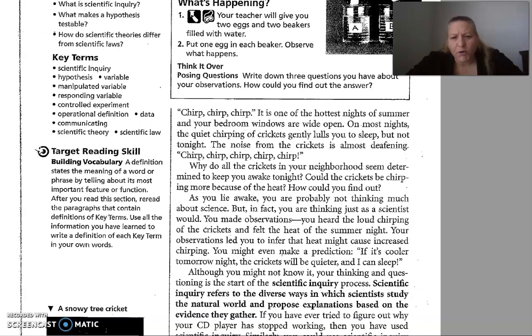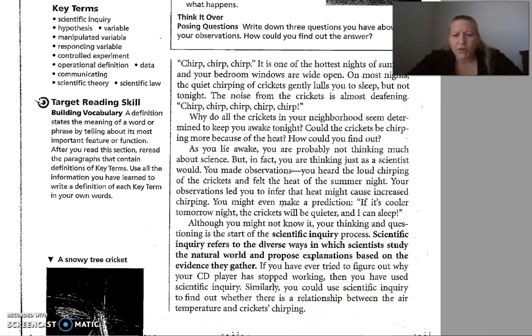As you lie awake, you are probably not thinking much about science, but in fact, you are thinking just like a scientist would. You made observations: you heard the loud chirping of the crickets and felt the heat of the summer night. Your observations led you to infer that heat might cause increased chirping. You might even make a prediction: if it's cooler tomorrow night, the crickets will be quieter and I can sleep. Although you may not know it, your thinking and questioning is the start of the scientific inquiry process.